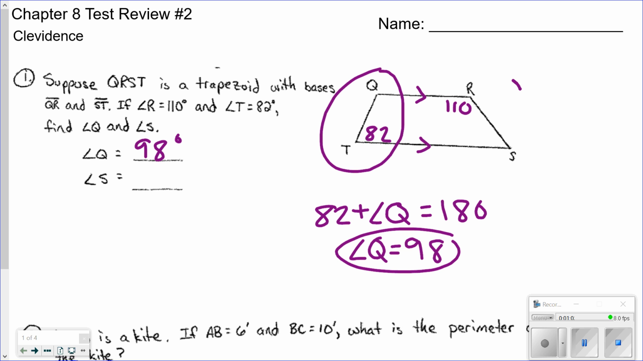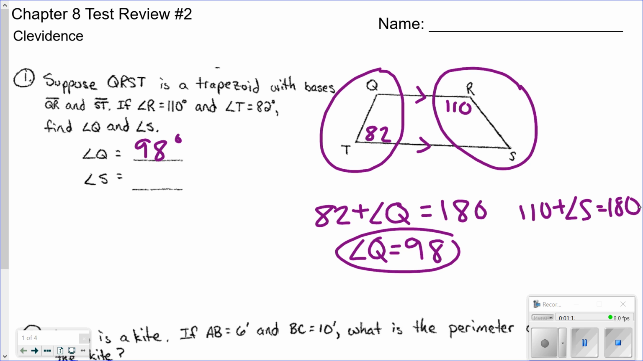Angle S. Now angle S and angle R, those would also be supplementary. So 110 plus angle S is equal to 180. Subtract 110 from each side. Angle S then is equal to 70.